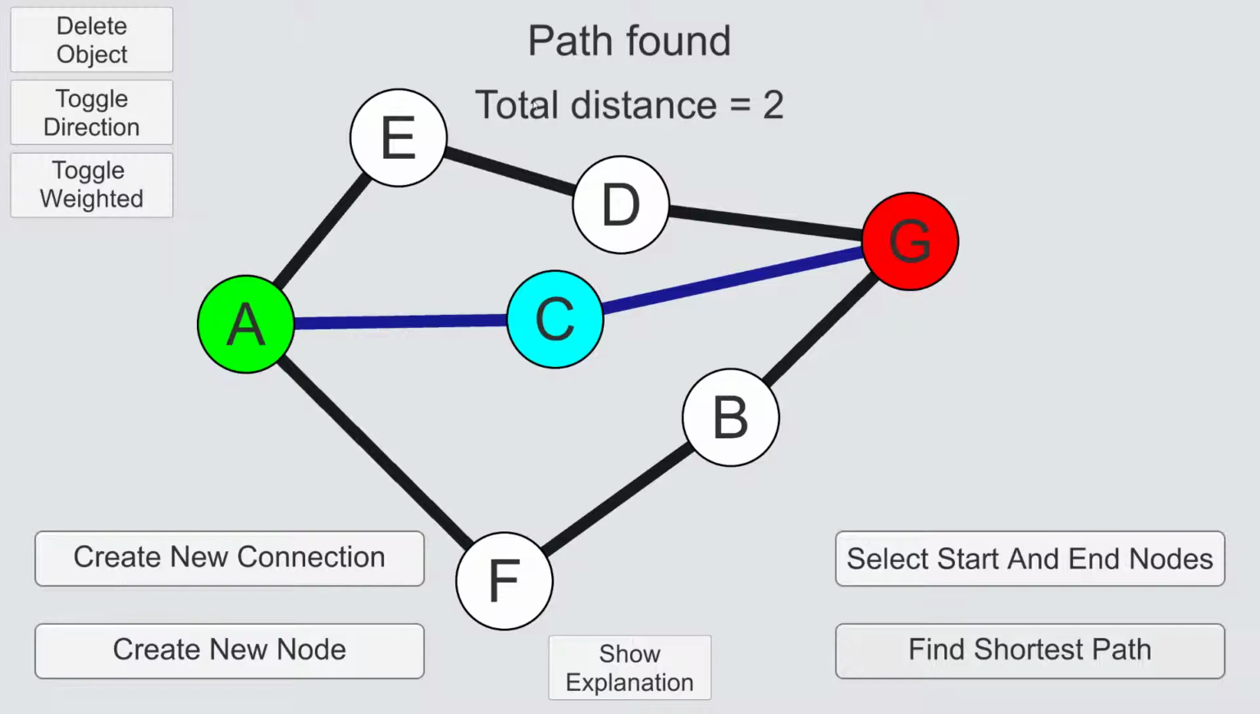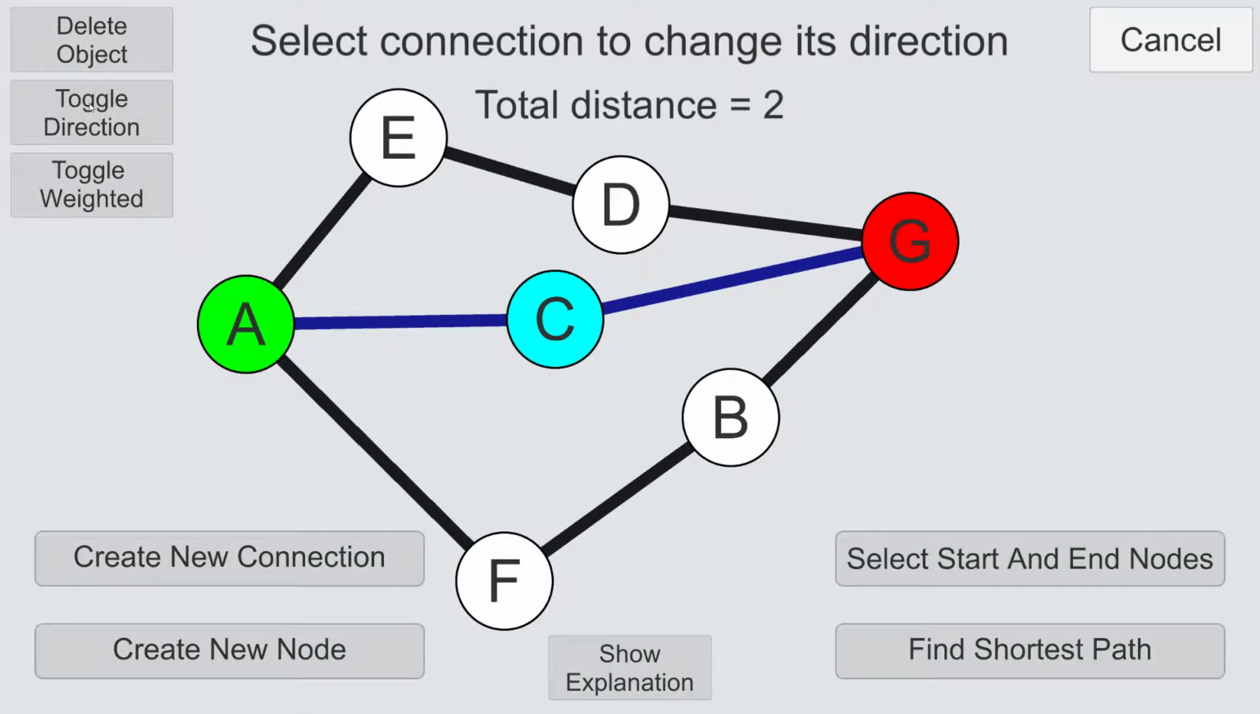In addition to this, my system also allows the use of directed connections, i.e. connections which can only be traversed in a given direction. The direction of a connection can be toggled by pressing the Toggle Direction button and then clicking on the chosen connection. I can click more than once to toggle it further, or return it to its original undirected state.